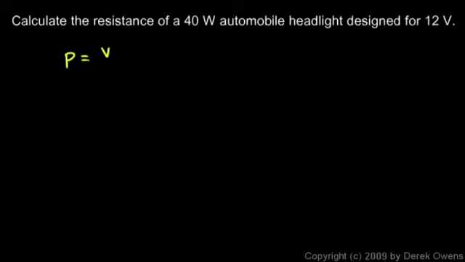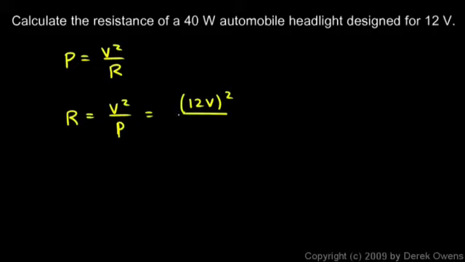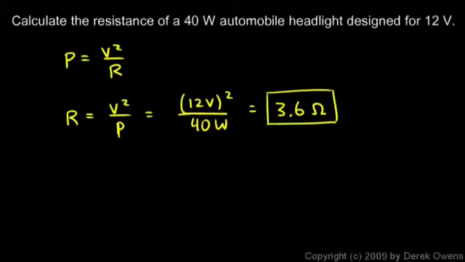P is equal to V squared over R. And in this case, we're trying to find R. So we'll just algebraically solve this for R. And we get R is V squared over P. And then we put in the numbers. V was 12 volts, so I have 12 volts squared. And power is 40 watts. So I have 12 squared, that's 144 divided by 40. That gives me 3.6, and that's going to be in ohms. 3.6 ohms is the answer.